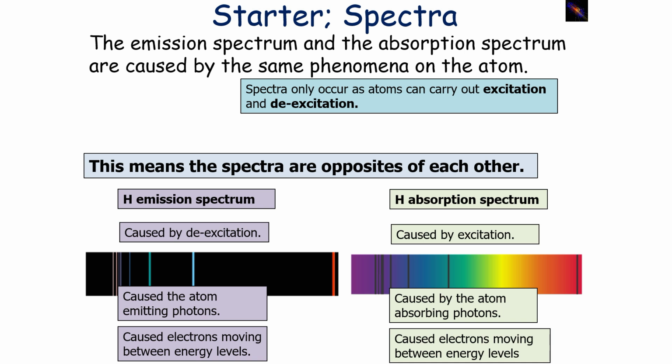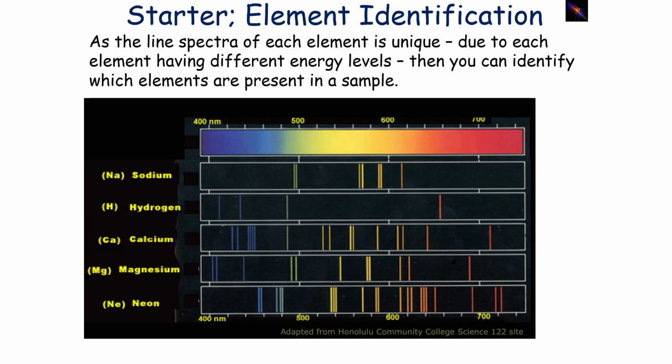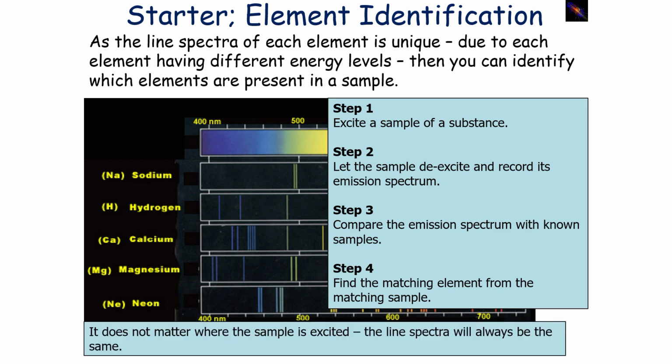So spectra only occur as the atoms carry out excitation and de-excitation. So they are experimental proof of the particle nature of light, in addition to the photoelectric effect and the ultraviolet catastrophe. Now, as the line spectra of each element is unique due to each element having different energy levels, you can identify elements present in a sample, because you'll excite a sample of a substance, let the sample de-excite and record its emission spectra, compare the emission spectra with known samples and find the matching element from the matching sample. Because it doesn't matter where the sample is excited, the line spectra will always be the same.